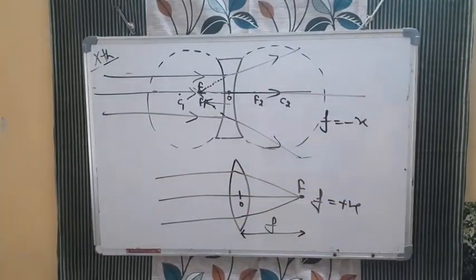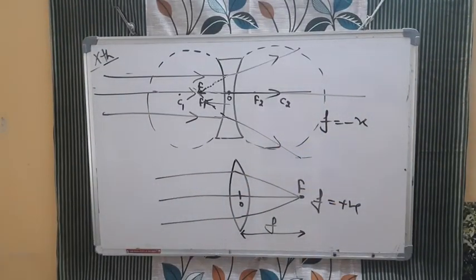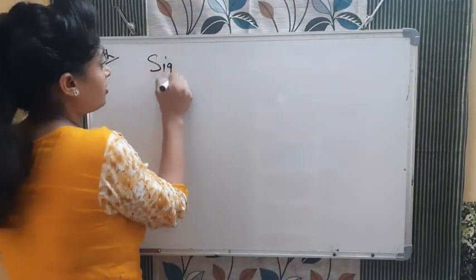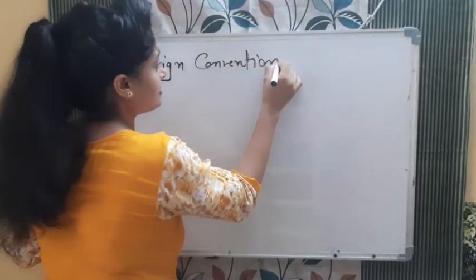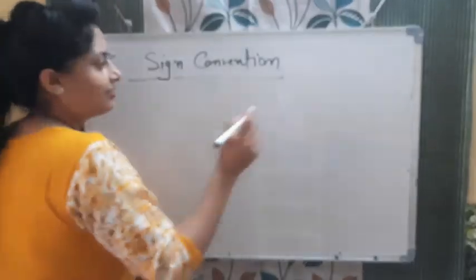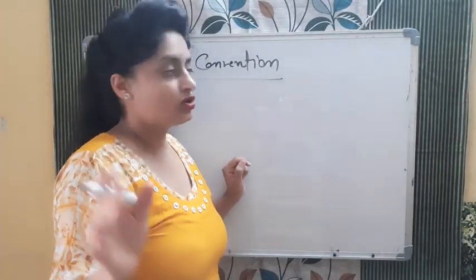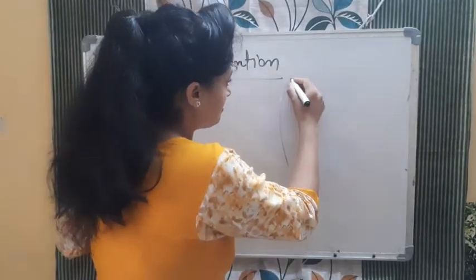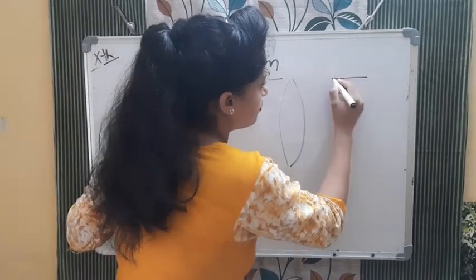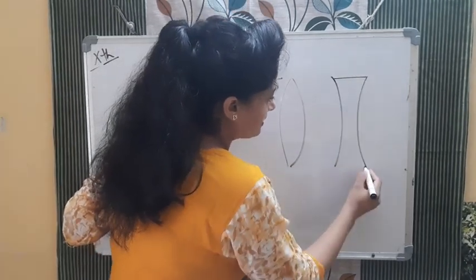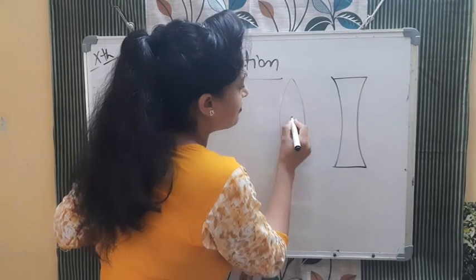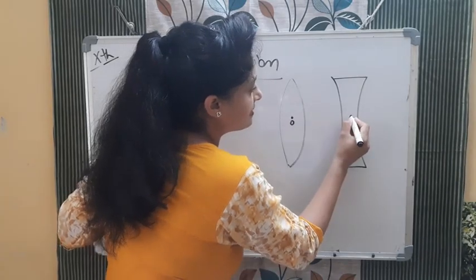Now we will see the sign convention of the lenses. It is exactly the same as what we did there. The lenses we are considering here are very thin, very small lenses. So in case of both the convex lens and the concave lens, all distances we will measure from the optical center.